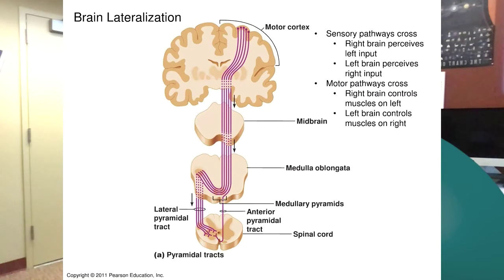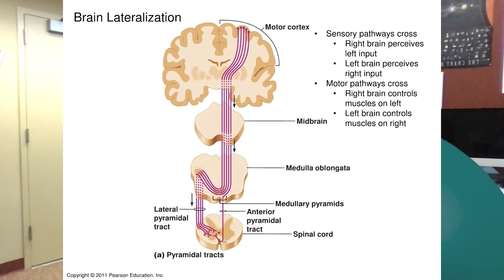Okay, so again, lateralization means the left side controls the right side and vice versa, or the left side perceives what's happening on the right side and vice versa. And that's actually happening because these axons are crossing. They might start on one side of the body, but they end on the other side of the body.